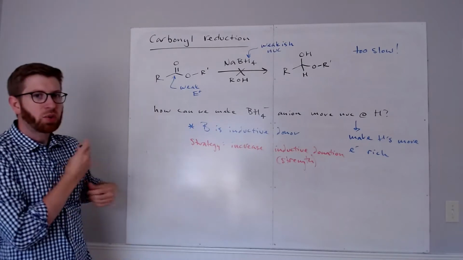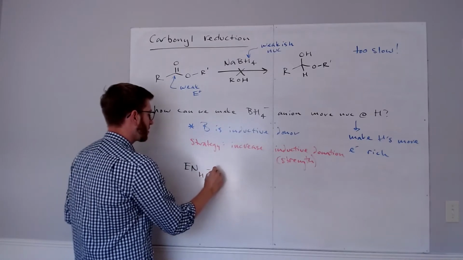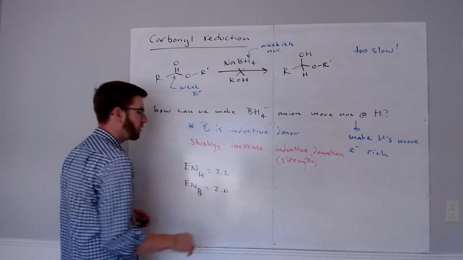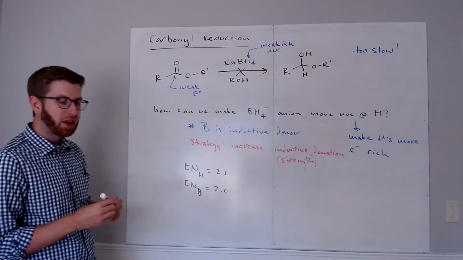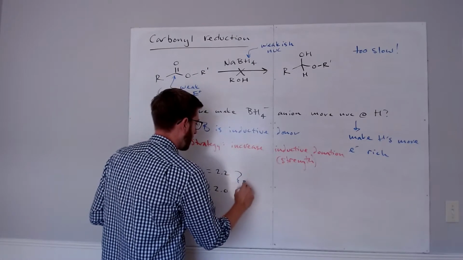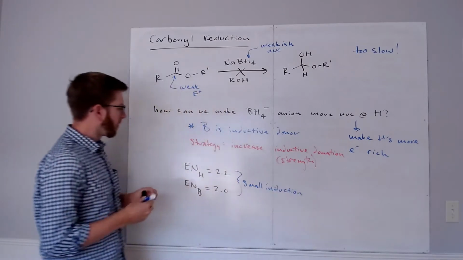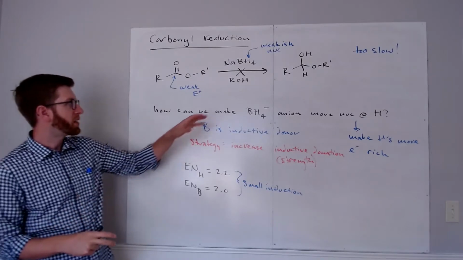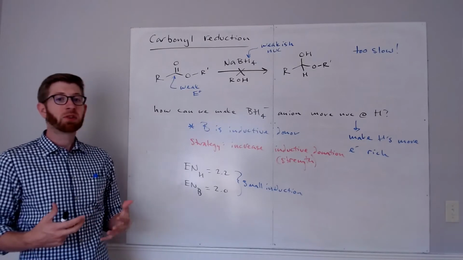So let's look at some actual electronegativity numbers. The electronegativity of hydrogen is just about 2.2. The electronegativity of boron is, let's say, 2.0. I'm going to round these numbers just a little bit. So we can see that here we've got a little bit of an inductive effect going on, a little bit of a difference. So this is going to be small induction. And if we look at the periodic table, if I'm going to make a change to the element that's in the center of this cluster, so boron, for instance, I'm going to choose something that has very similar bonding properties, right?